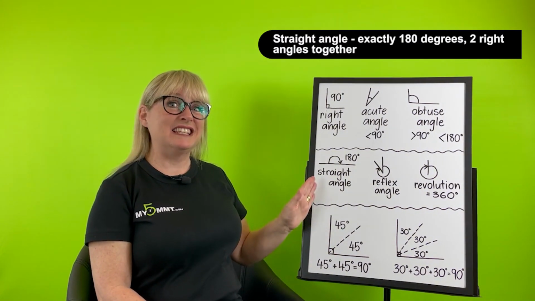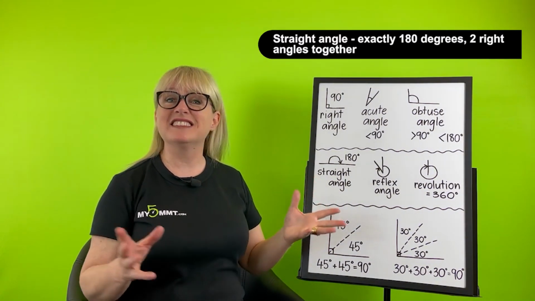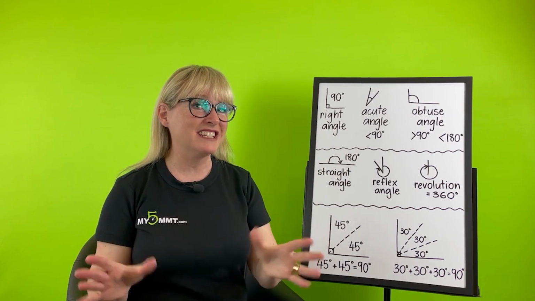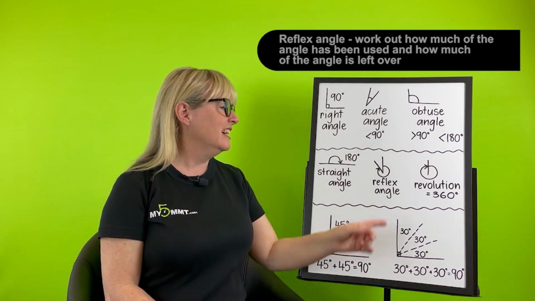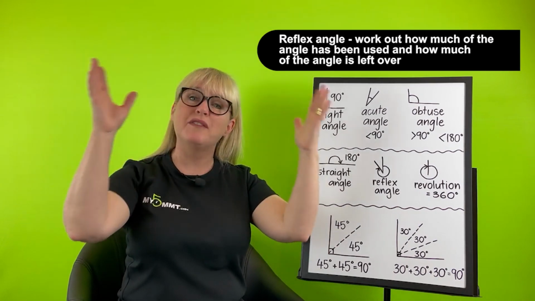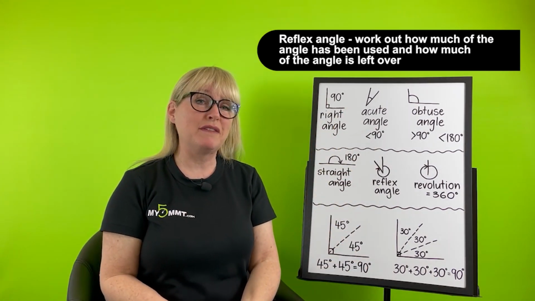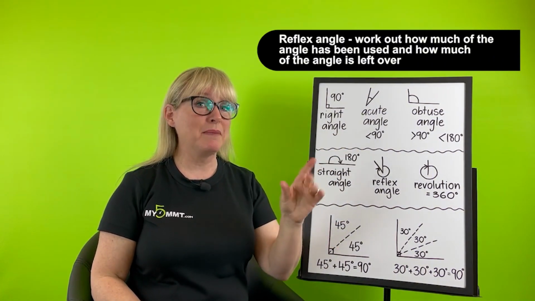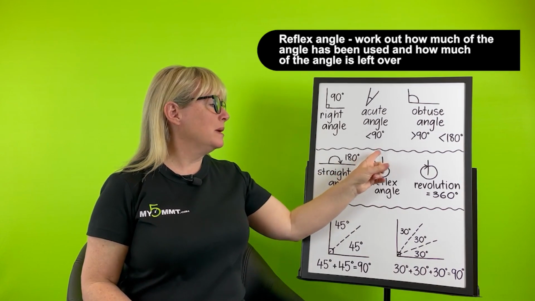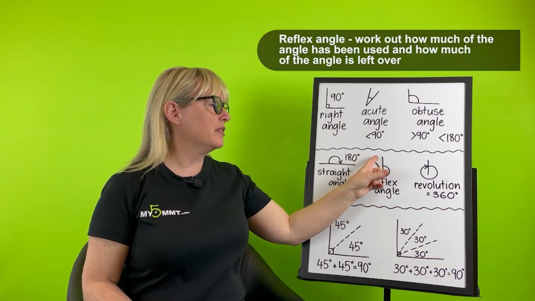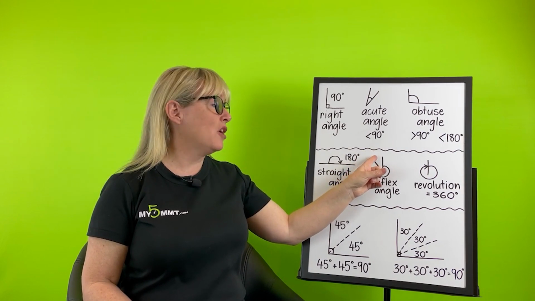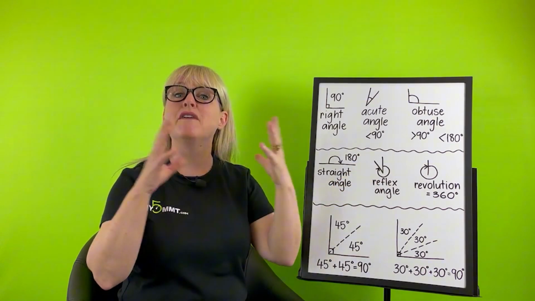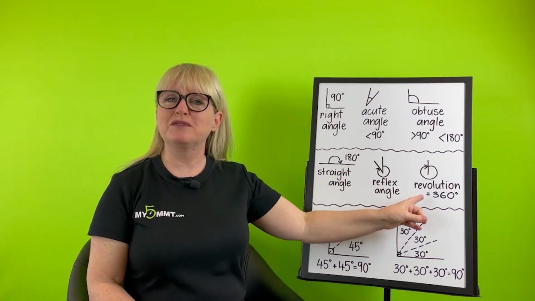Our straight angle is exactly 180 degrees, and it's like we put two of our right angles together, side by side. 90 and 90 make 180 degrees. A reflex angle is when we have a large chunk of our full revolution, and we're trying to work out how much has been taken up and how much is left over. So we may know this angle and work out this small space here, or we may know that small space and be trying to work out the rest of our 360-degree full revolution. And that's what I've drawn here.